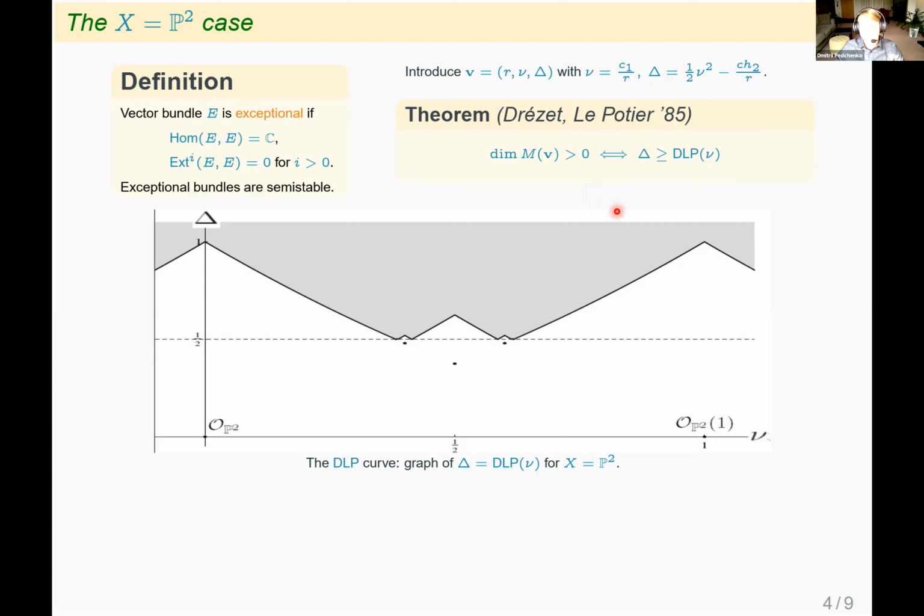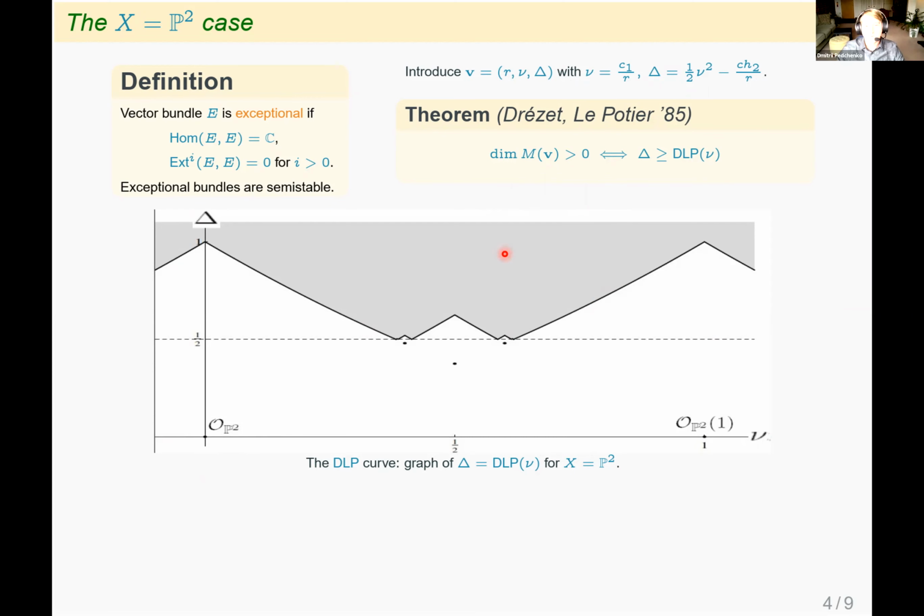So you can see this curve down below. Horizontally, we have the total slope, vertically the discriminant. And then what the theorem says is that the characters for which the moduli space is positive dimensional can be sitting either on the Drézet-Le Potier curve somewhere here or above it in this gray shaded region.